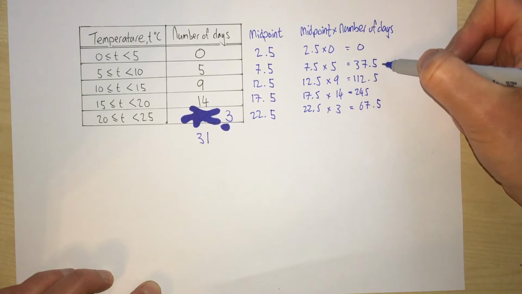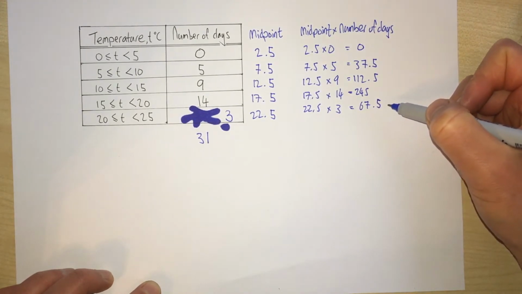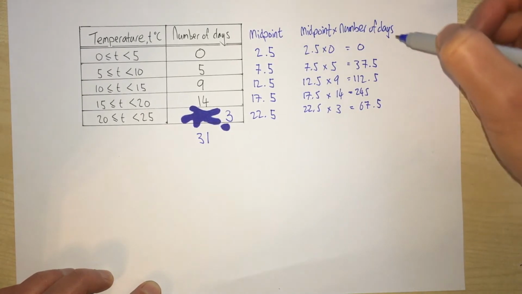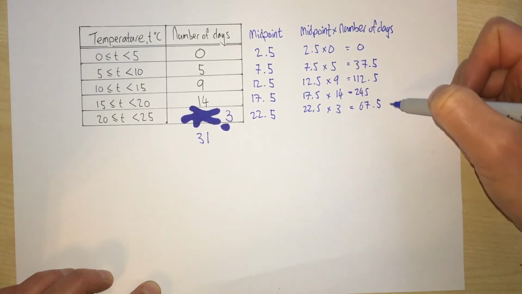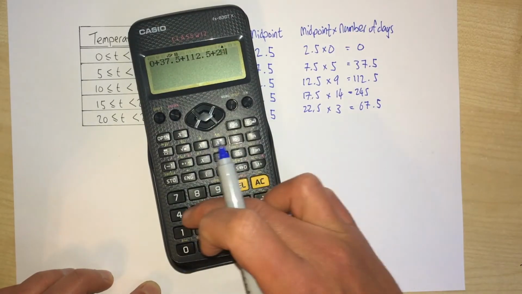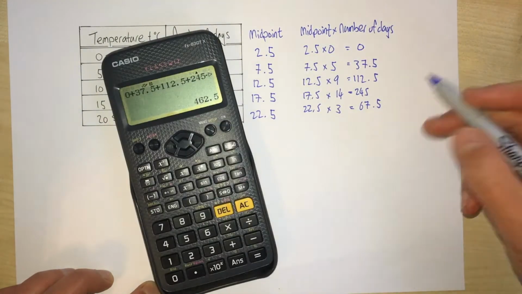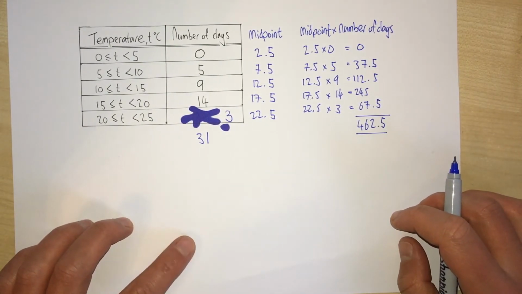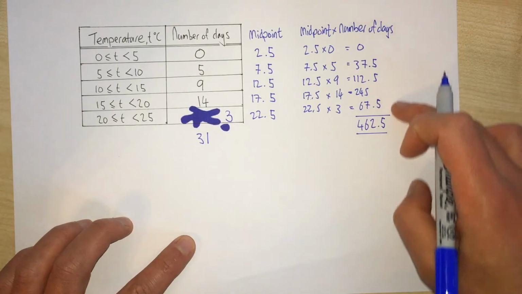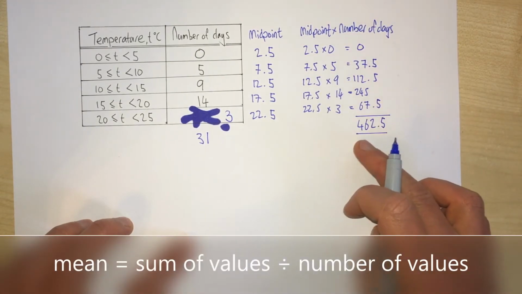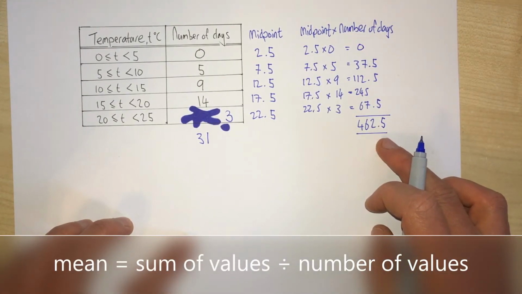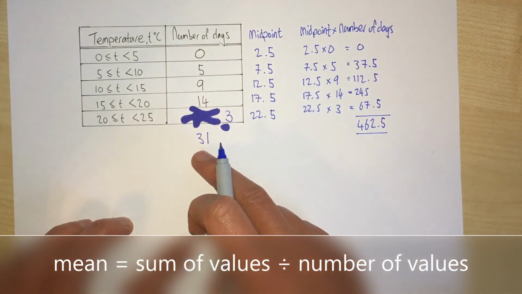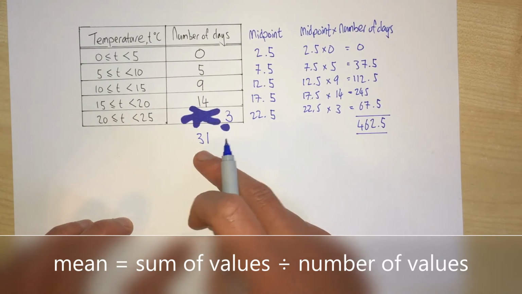Now I've worked out the answer to each of these calculations, I want to find the sum of all of these temperatures. I'm going to do that by adding these results together. Now, to work out an estimated mean, I need to take the total of all the temperatures, which is 462.5 degrees, and divide it by the number of days that recordings were made, which is 31. Let's do that now.